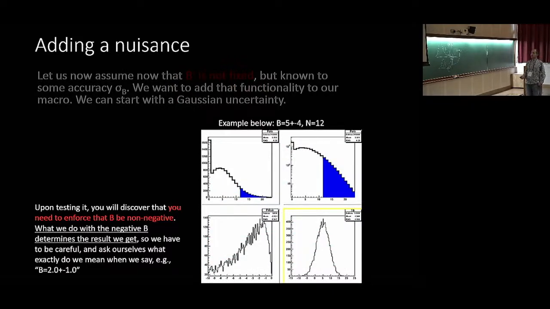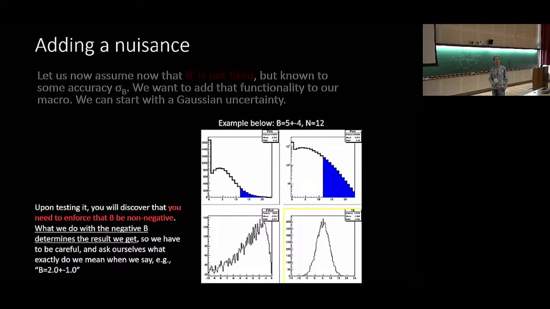When you test this procedure, you might discover that you need to enforce that the background be non-negative. Of course, because it's event counts, it cannot fluctuate below 0. The background cannot be negative, okay? But if you let the background float with a Gaussian distribution, it will eventually give you a negative result. So what do you do? You have assumed that the background behaves as a Gaussian, but in fact it isn't, because the Gaussian has infinite tails towards minus infinity. So you have to truncate it, or take the negative part of the Gaussian distribution, integrate it, and then add it to the first bin.